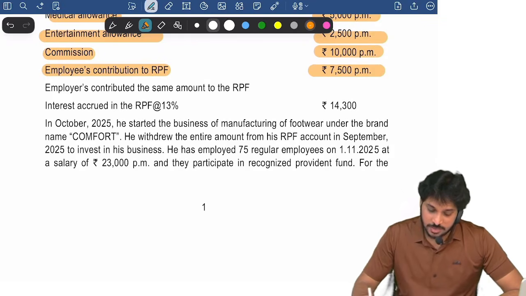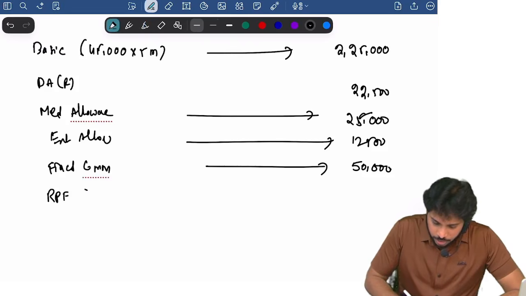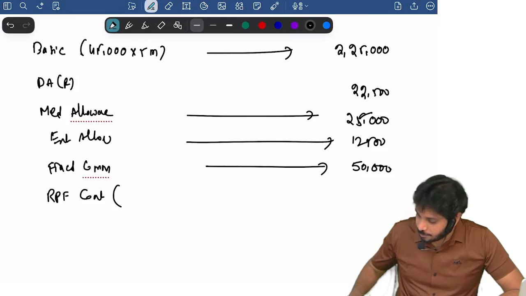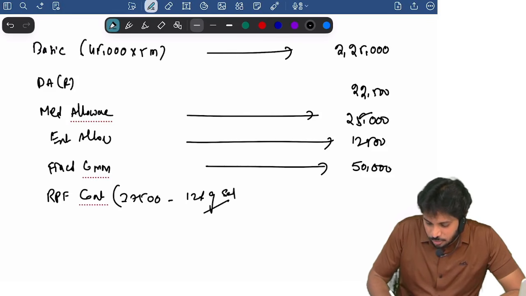How much? 7,500. The employer also contributed the same. Now RPF contribution, the employer contributed 7,500 into 5, 37,500 they contributed, but what is exempted is 12% of salary.